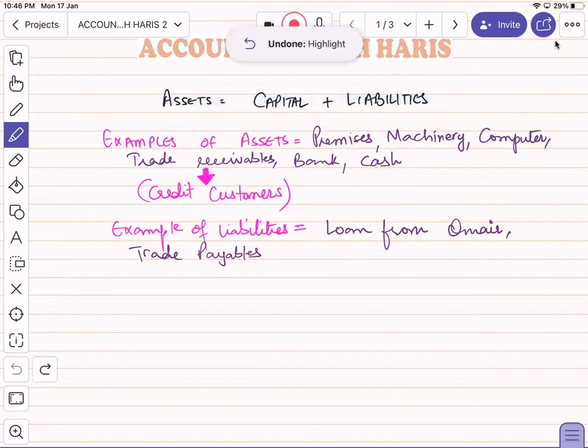I've already told you assets are the resources owned and controlled by the business, capital is the resources provided to the business by the owner, and liabilities are the resources provided to the business by a third party, because the business isn't going to get resources on its own. Obviously it will get them through somebody. If it gets resources from the owner, that is referred to as capital, and if it gets resources from a third party, that is referred to as liability.